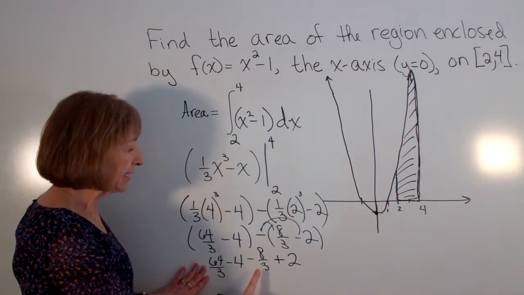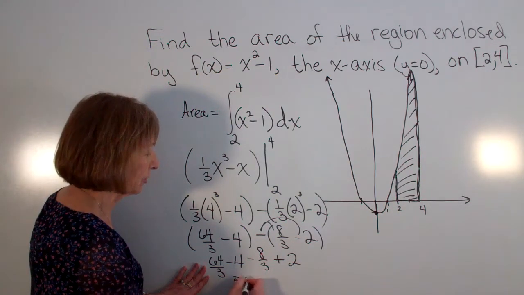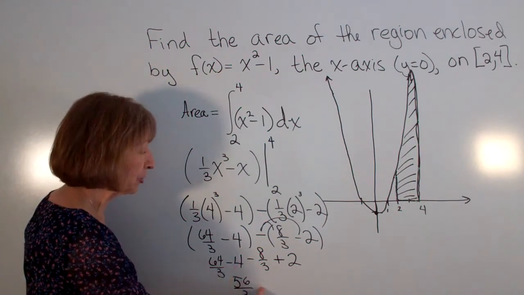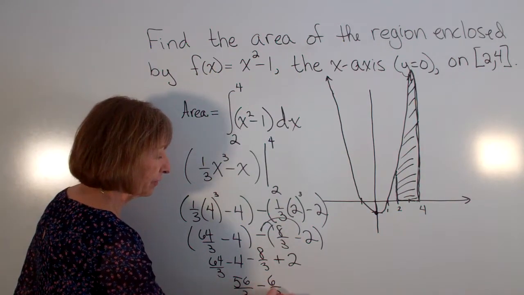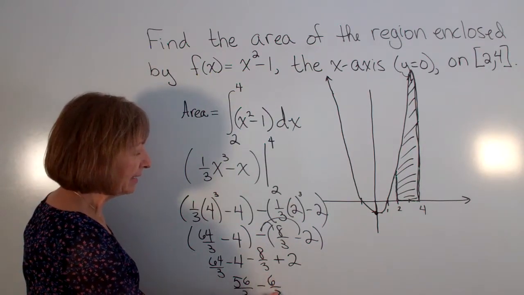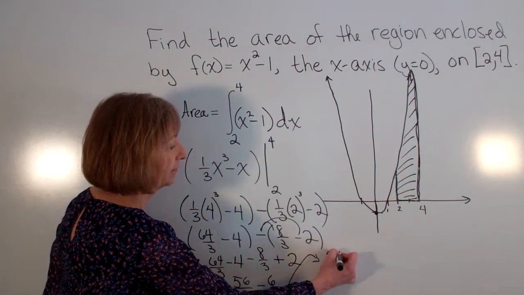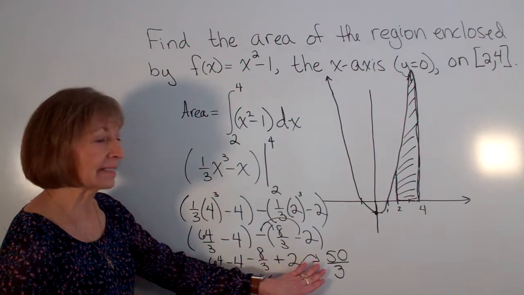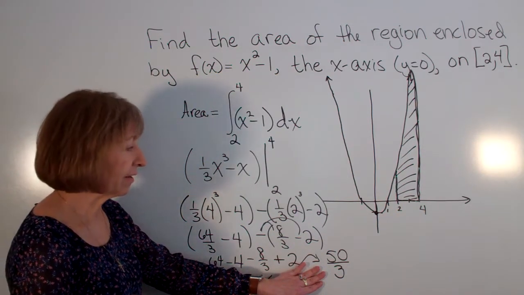And then 64/3 minus 8/3 is 56/3. And then my minus 4 plus 2 is a minus 2, but I can write that as negative 6/3 for my minus 2. And then 56/3 minus 6/3 is 50/3. And so that area is 50/3 square units of area.